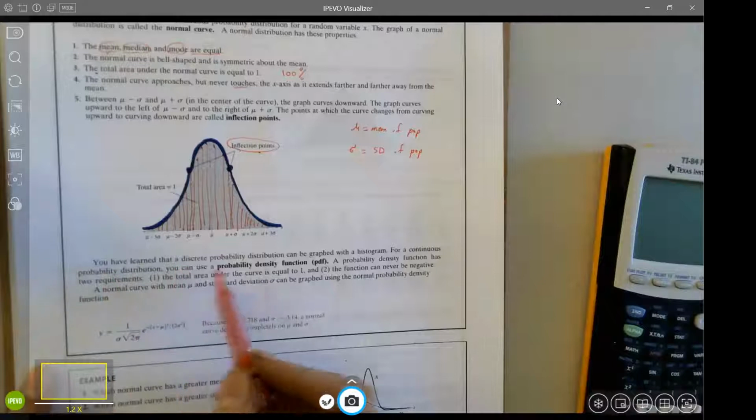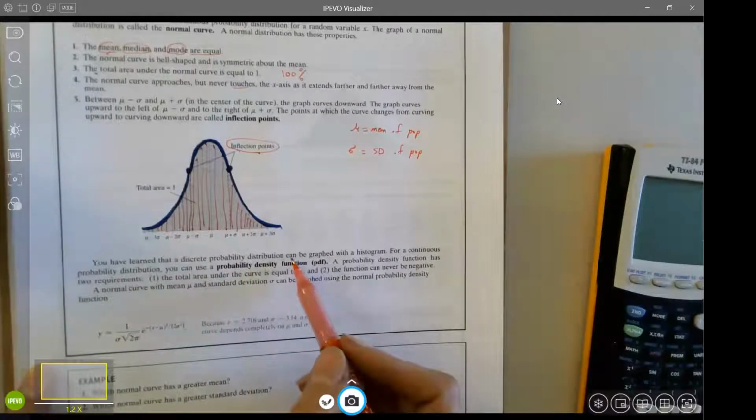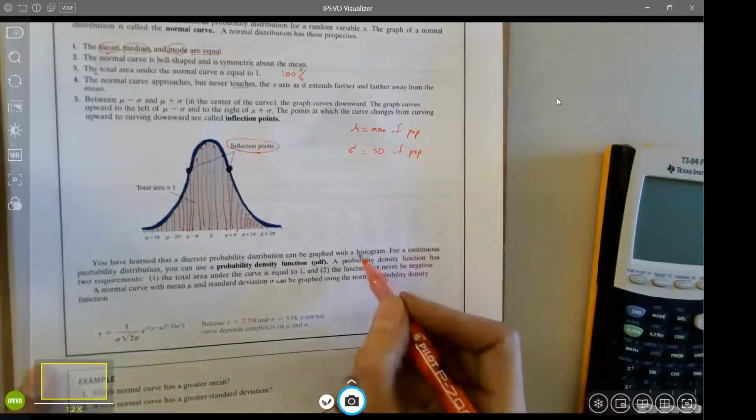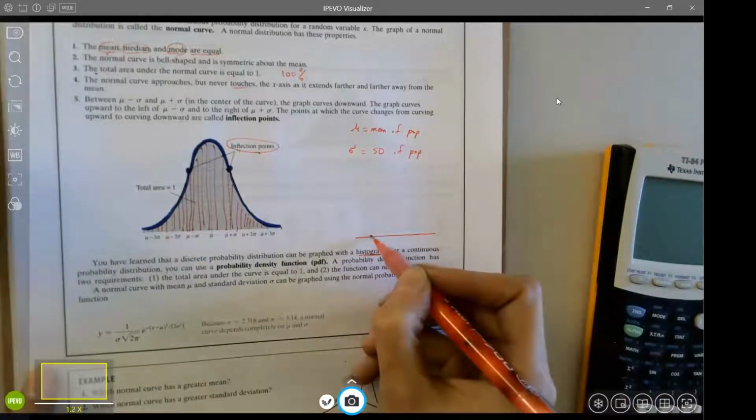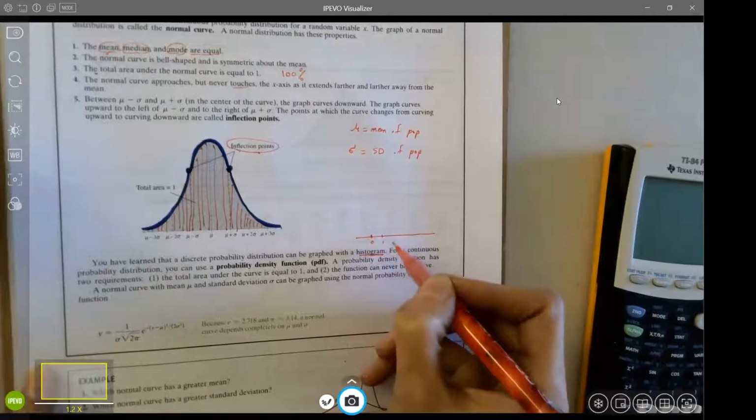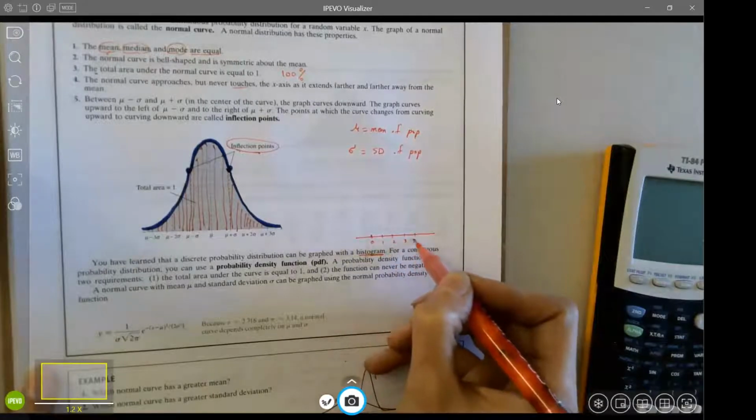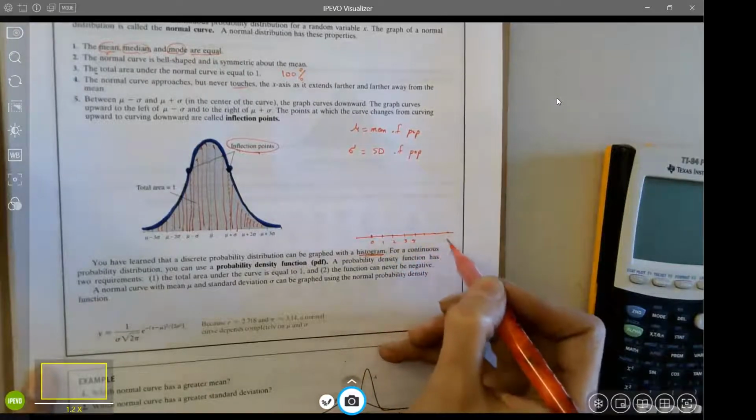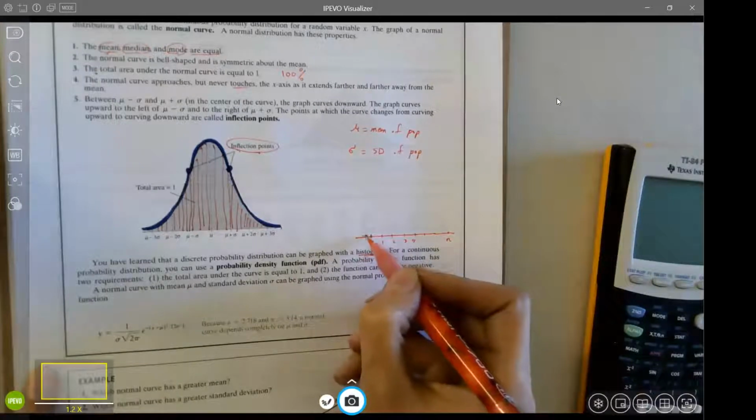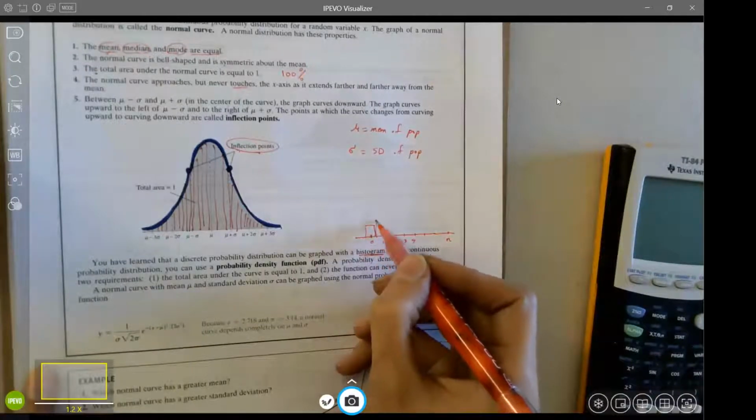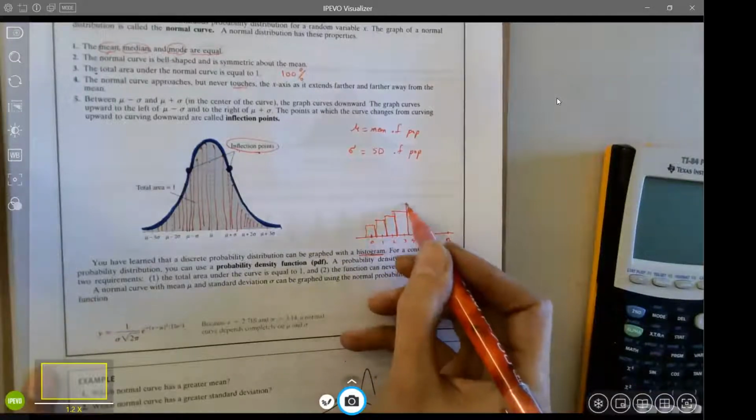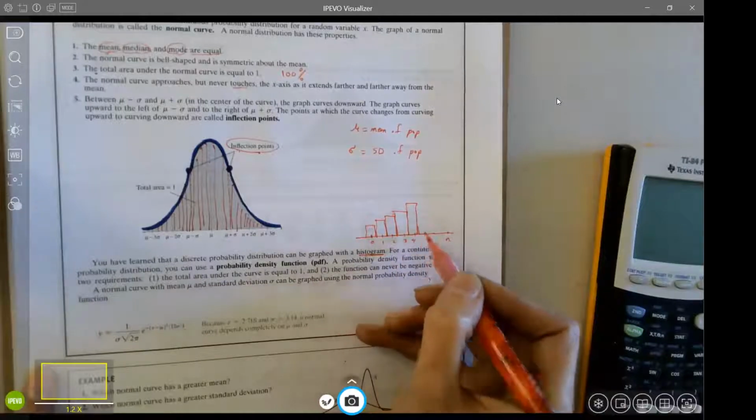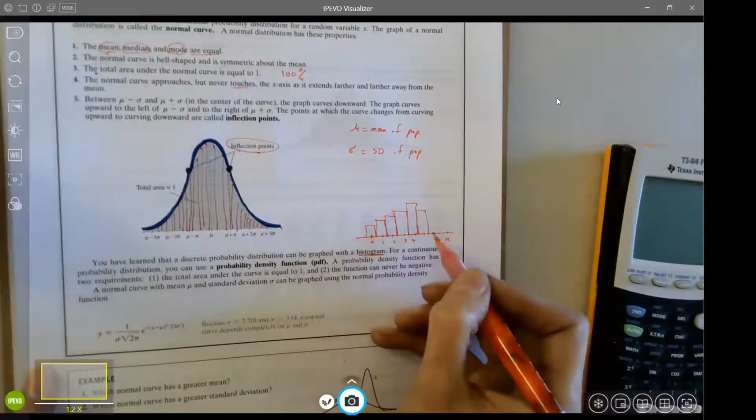So we have learned that a discrete probability distribution can be graphed using a histogram. Remember that it was like this. You had your x values, 0, 1, 2, 3, 4, and the rest stops at n. And then you had some bars. They are all attached together, no gaps in between, and you form your histogram. This is for a discrete variable.